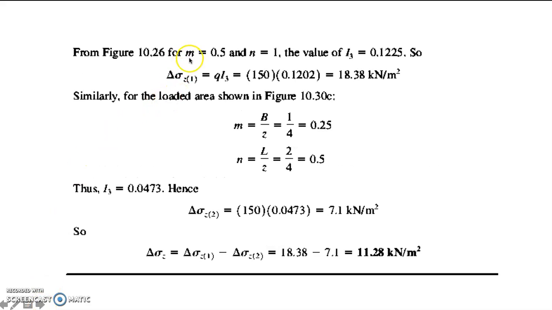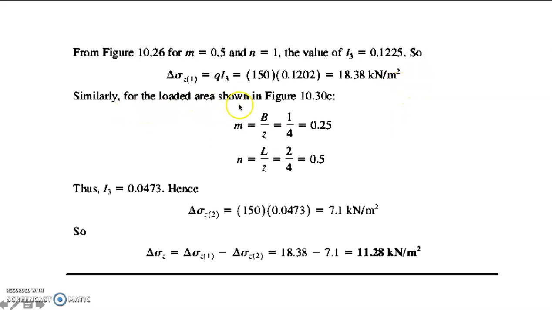And from figure 10.6, having m equal to 0.5 and n equal to 1, we can get our I sub 3, which is 0.1225. So you multiply your I sub 3 to Q so that we can have our stress, and it gives us our stress, which is 18.38 kilonewton per meter squared.